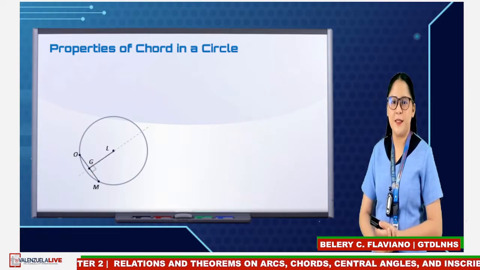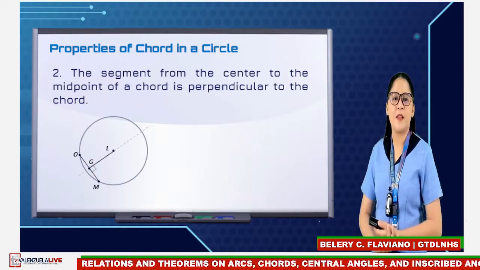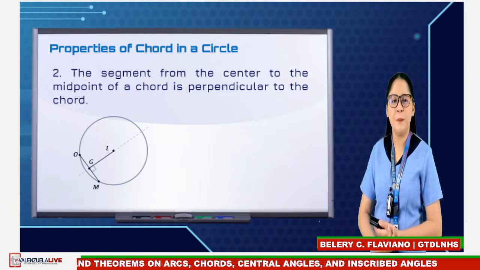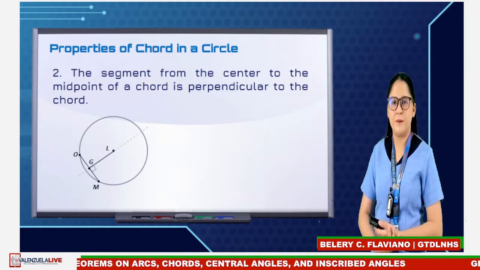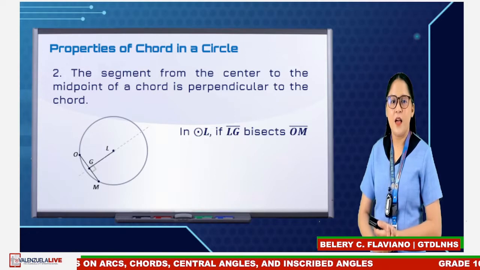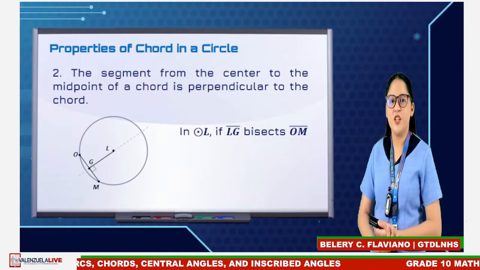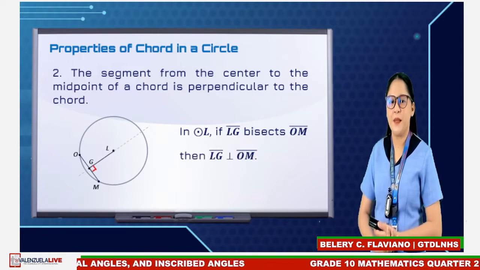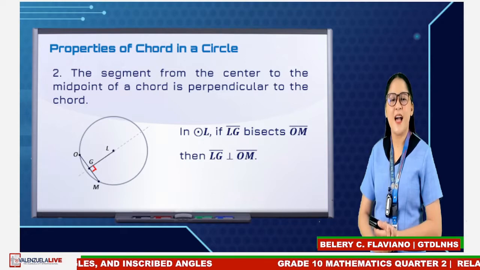The second property: the segment from the center to the midpoint of a chord is perpendicular to the chord. In circle L, if segment LG bisects segment OM, then segment LG is perpendicular to segment OM.